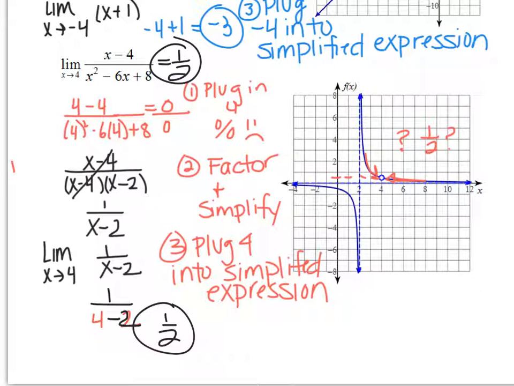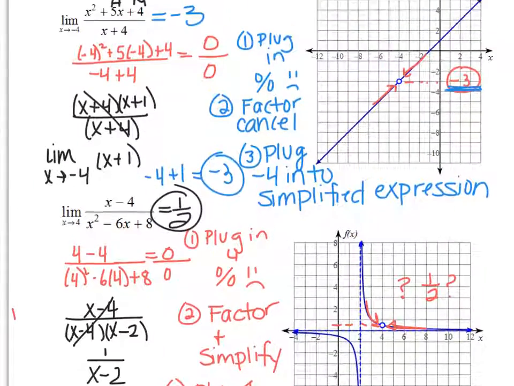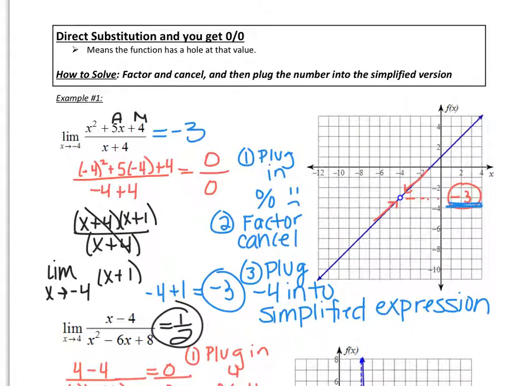All right, so just to recap, what we're talking about here is that we're always going to try direct substitution. So directly plug your number in and see what happens. If you get 0 over 0, then you'll have to factor and cancel out, and then plug your number back into that simplified equation, and you will always get the limit that you need.